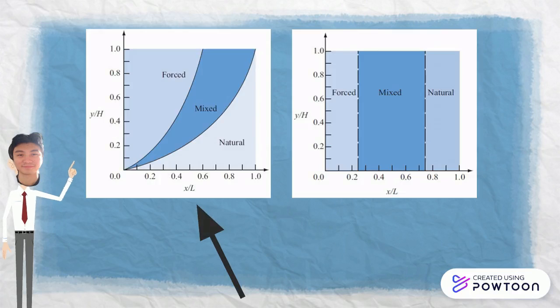The figure on the left shows the laminar zones of forced, mixed, and natural convection for a heated vertical plate in a horizontal forced flow, and the figure on the right shows the turbulent zones of forced, mixed, and natural convection for a heated vertical plate in a horizontal forced flow.